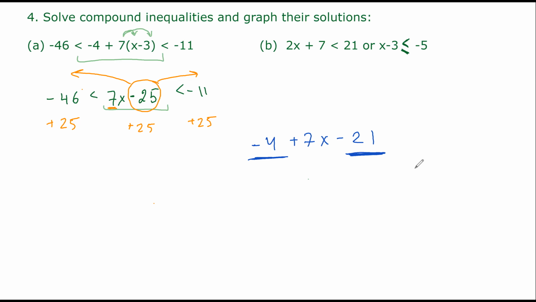So what I want everybody to do is to add 25 to all 3 sides, right? This way we get rid of this constant. And then after you finish adding 25, divide all the sides by 7. Okay. So try it and then we'll compare our results.